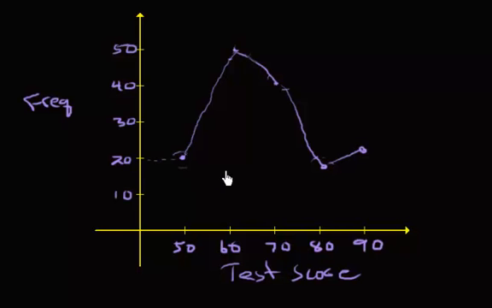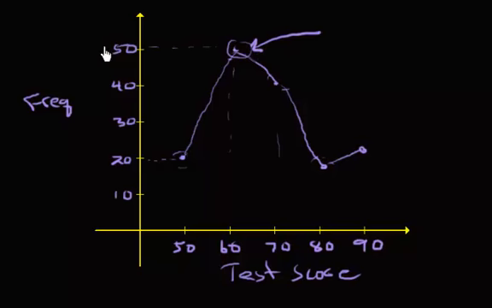How many people got a 60? And that's about 50. And then how many got a 70? Looks like about 40 people. How many got an 80? It's about 20. And then a 90, maybe like 25. So what is this point right here? Because this is the highest point.